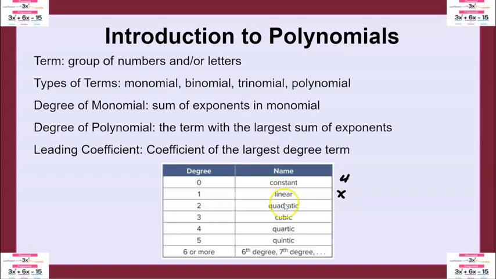A quadratic would be a degree of 2, so that's like saying x squared. Cubic would be x cubed. Quartic would be x to the 4th. And quintic would be like x to the 5th. And for 6 or more degrees, they don't have a specific name for it. You can just say the 6th degree polynomial and so forth. So let's take a look at some examples.